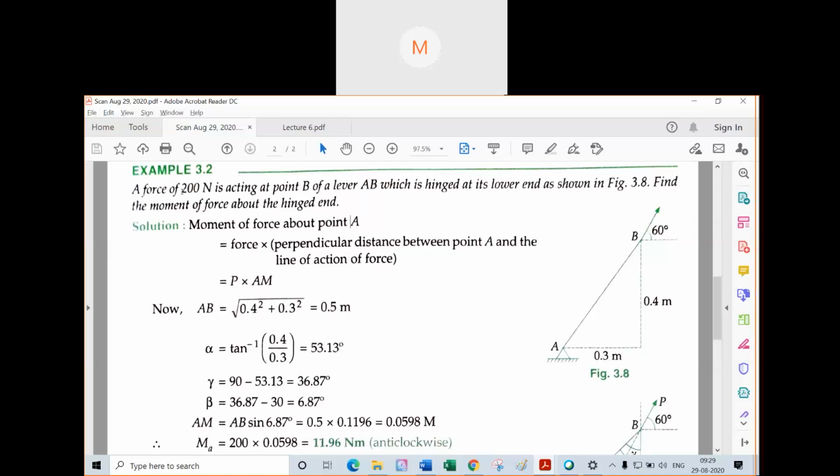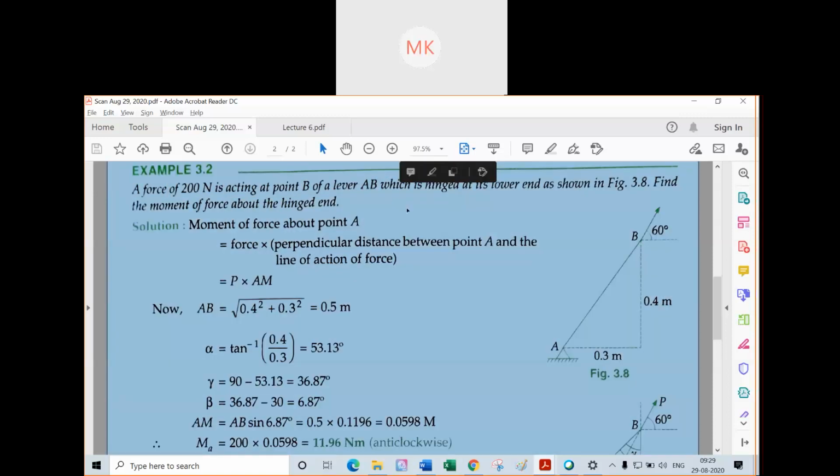A force of 200 Newton is acting at a point B of a lever AB. Are you able to see the question? Sir, I think. Okay, good, good.